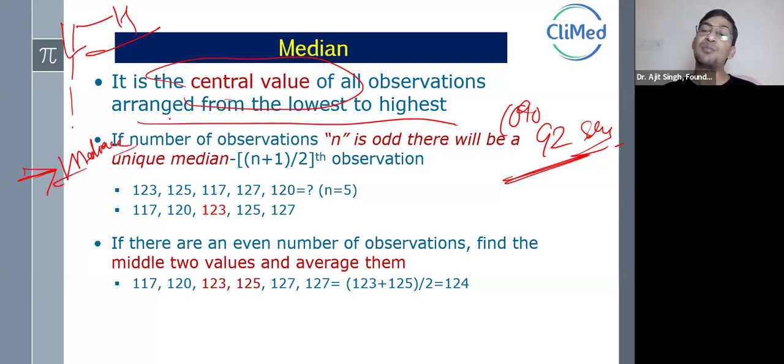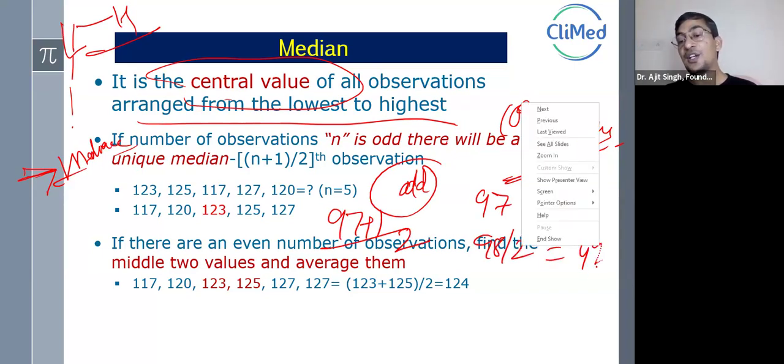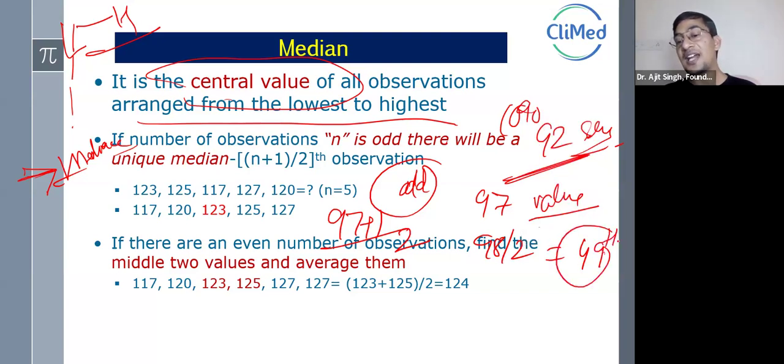So how to check which is the middle value? Suppose there are two formulas. One is for odd numbers. If the total number is odd, like 97 values, 97 students, then the simple formula is 97 plus 1 divided by 2. So 98 by 2 is equal to, how much is it? 49. So the 49th value in the row is your median.